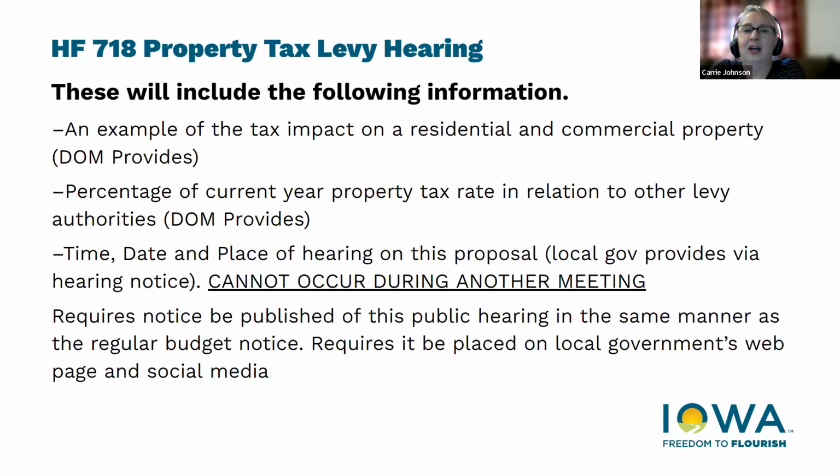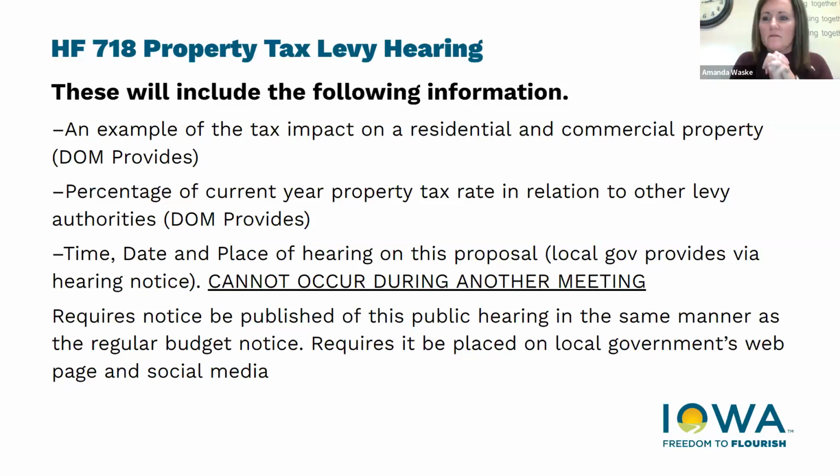Keep in mind, this cannot occur during another meeting. So this is a departure. This is something new that was never an issue before this legislation. They don't want you to have any other content during this meeting for the hearing. It needs just the hearing itself on the agenda. Now, that doesn't mean you can't have a regular meeting ahead of this, and then schedule this hearing for a half an hour after your regular meeting occurred. You just can't have them as part of the same meeting or part of the same agenda.